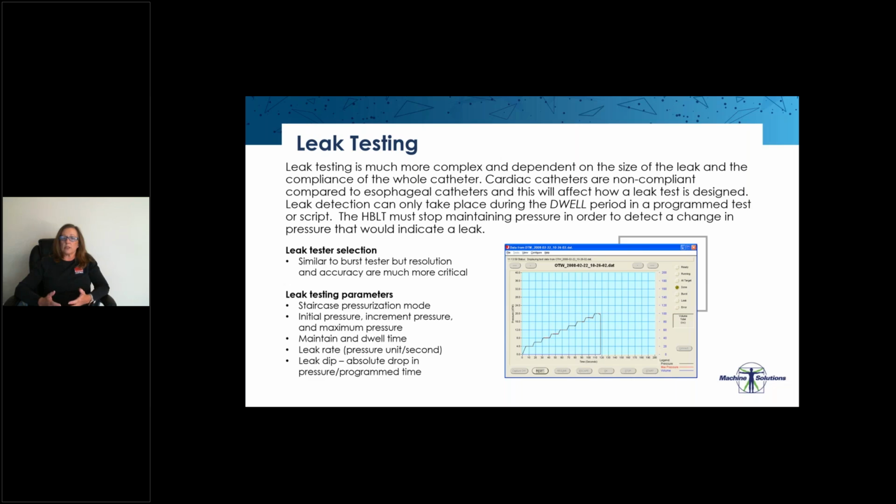Our maintain and dwell times are very important in leak testing. We want to have a maintain time that's long enough that the catheter has an opportunity to settle at the target pressure before stopping and dwelling to look for leaks. We want to set our leak rate and our leak dip in such a way that it will trigger events when the product fails.